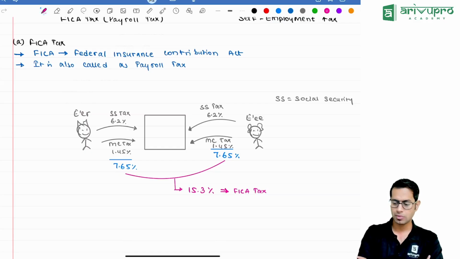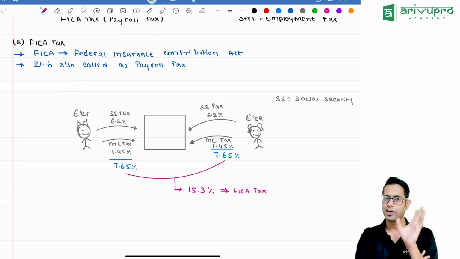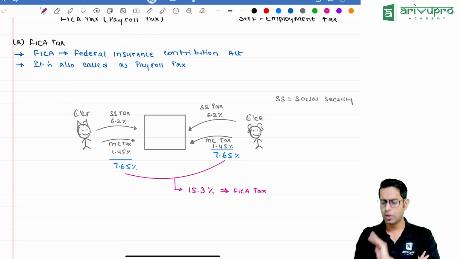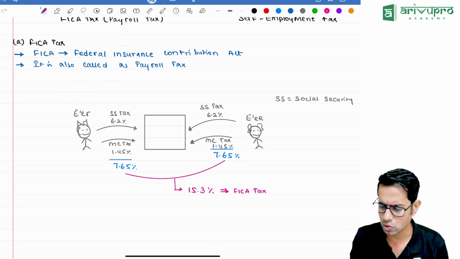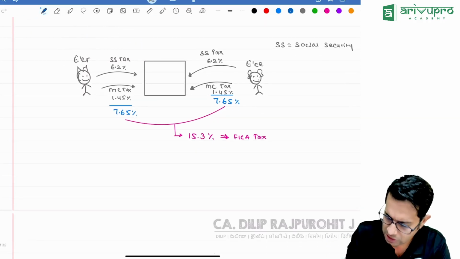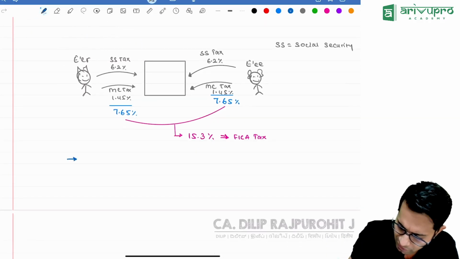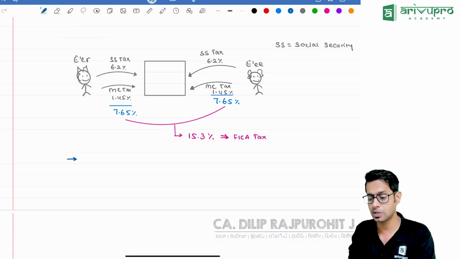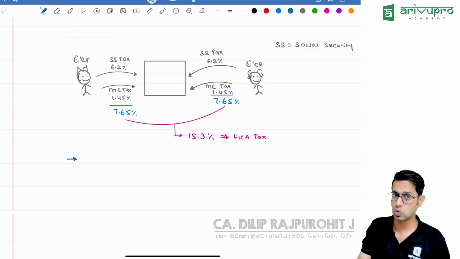15.3% is the total contribution made by you as FICA tax. This tax is called what, sir? FICA tax or payroll tax. Now the lawmaker says there are 2-3 points to be noted over here. The lawmaker says the maximum amount of social security tax which you are supposed to pay, you are supposed to pay how much? 6.2% of social security tax.